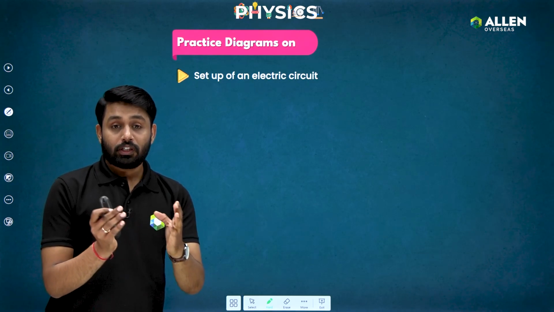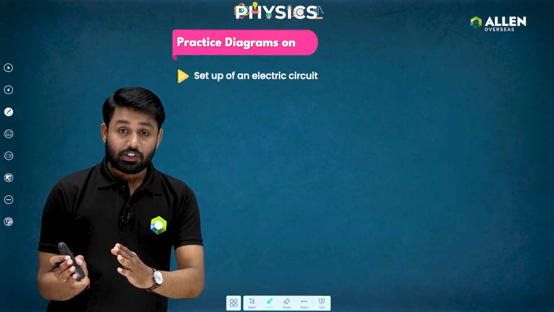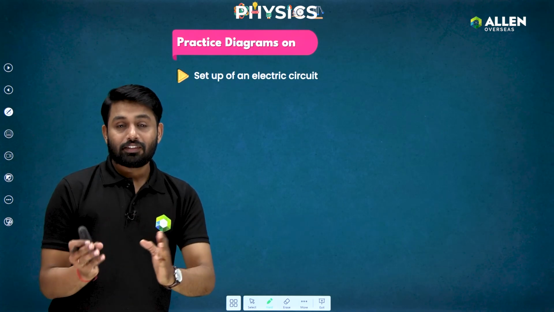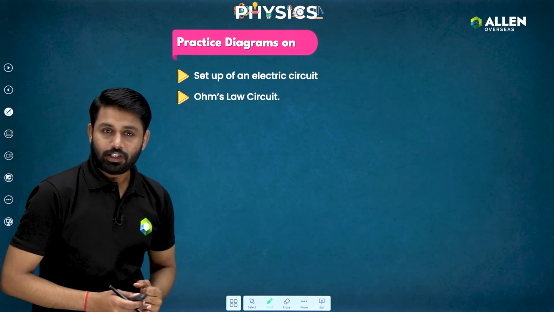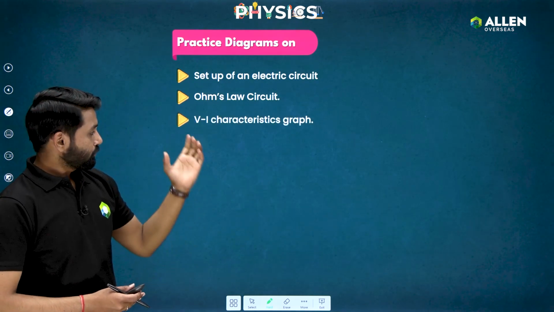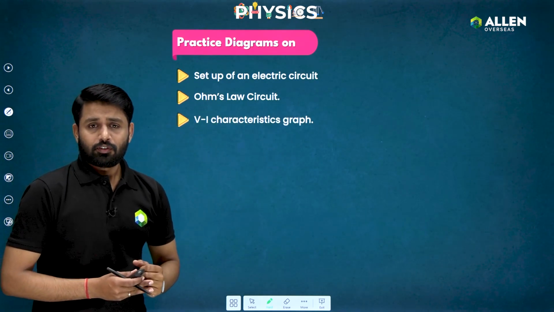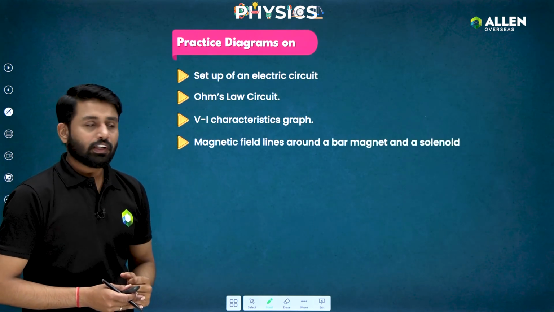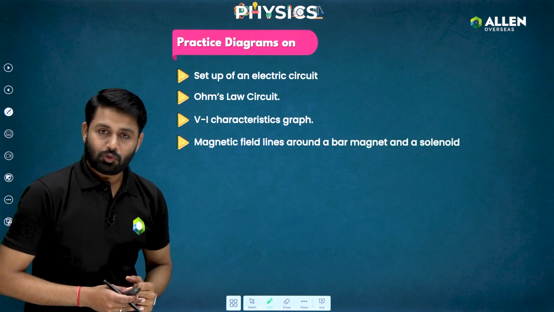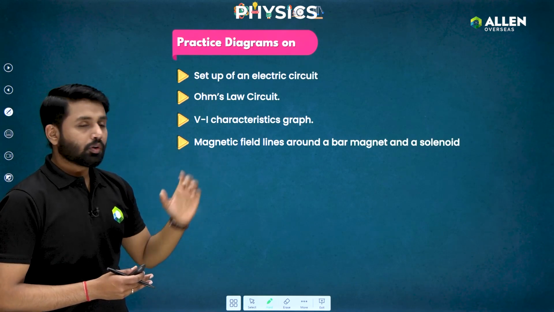You have to use positive and negative signs to represent the battery. You have to join the voltmeter in parallel combination. You should join the ammeter in series combination, like that, right? After that, Ohm's law circuit, right? Then the VI characteristic graph, the VI curve, is also very important. After that, magnetic field lines around a bar magnet and solenoid, diagrams based on this topic, right?